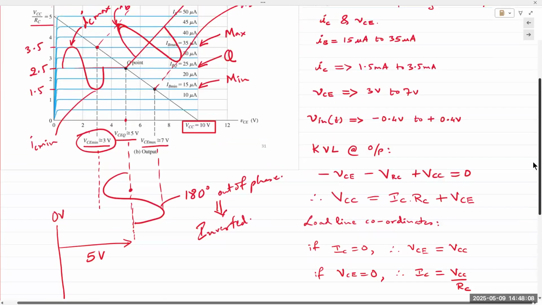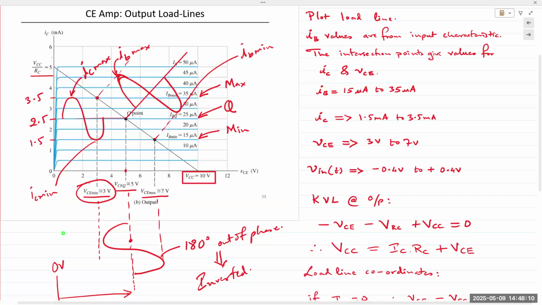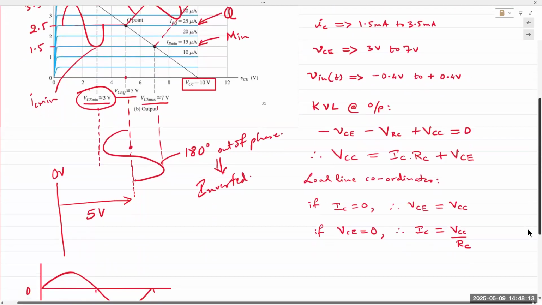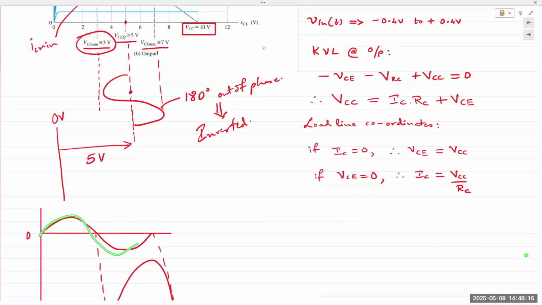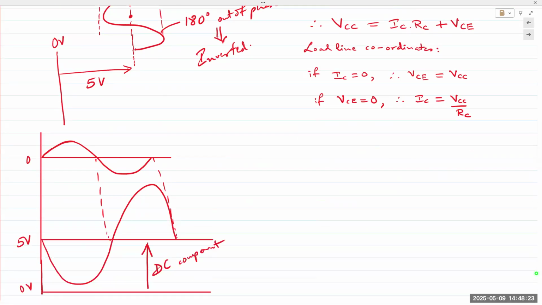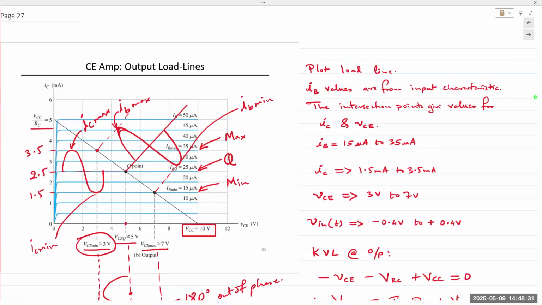Also, our input is at 0 volts, which is right here, right? Input voltage does not have any DC component, but our output has a DC component of 5 volts. Remember, the ground line or the center line for our output is at 5 volts. When there is no AC input, meaning when AC Vin is 0, your output still is a value of 5 volts.